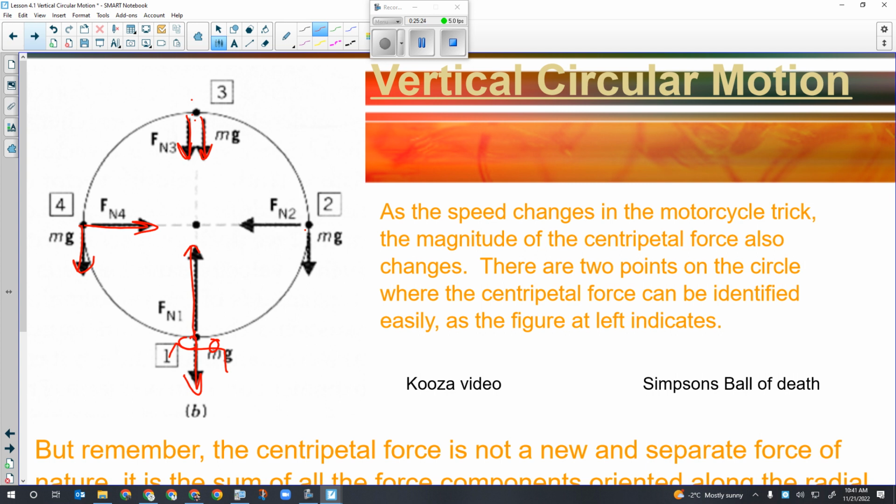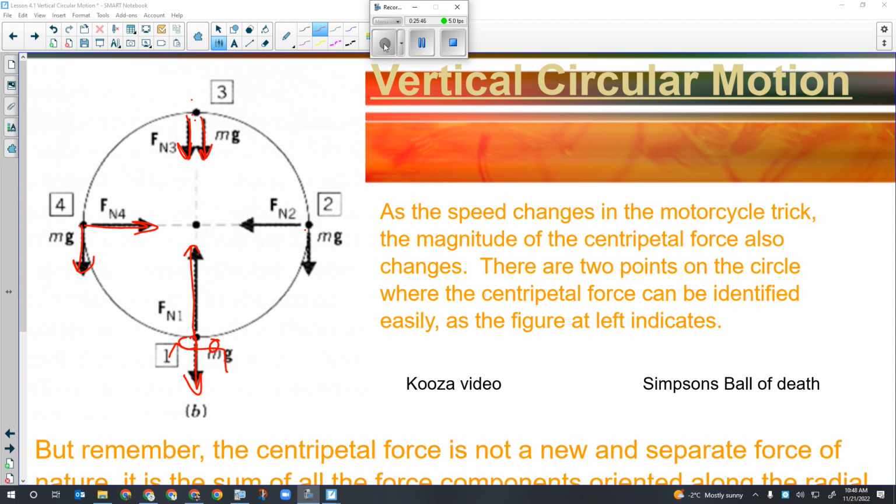Okay, so we've got to achieve a minimum speed to stay in the loop. Like Homer. Has anyone ever seen The Simpsons Movie? No. Homer does the ball of death. Okay? All right, so as we were saying, your perception of things as you go around this circle is going to change. That is your perception of your weight.